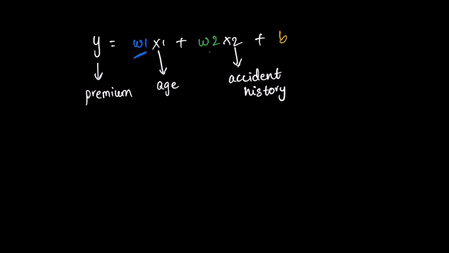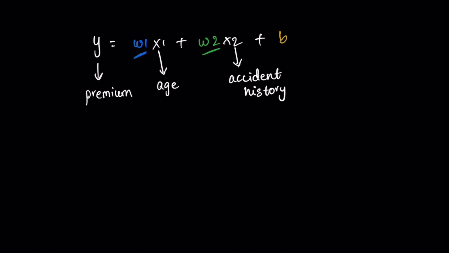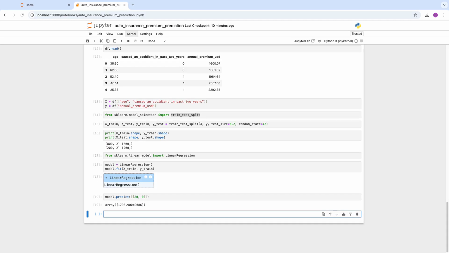W1 and W2 are the weights or coefficients the model has learned for each feature, and B is the bias term. When we trained the model using model.fit, what it actually did was learn the values of W1, W2, and B. Whenever we call model.predict and give it some inputs, those inputs are plugged into this equation. Here, the model substitutes the values of age and accident history, 20 and 0, into the formula, multiplies them by the learned weights, adds the bias term, and gives the prediction of $1,799.